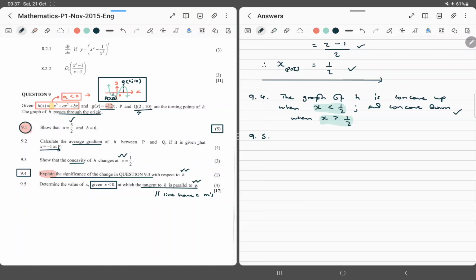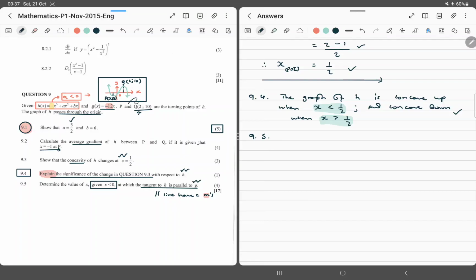They have equal m's. That small letter m is for gradient, right? So now what are we looking for? The x value. Basically we are trying to find the x value where the gradient of f is equal to minus 12. And we know that that x value is negative.